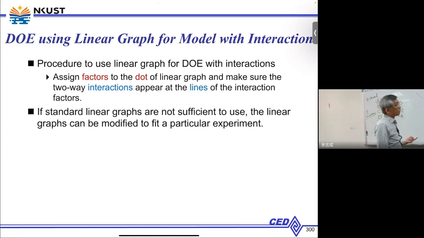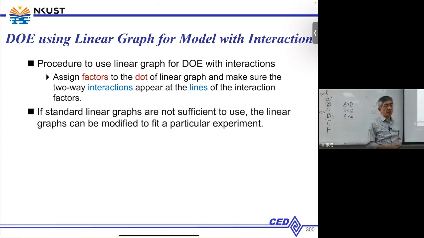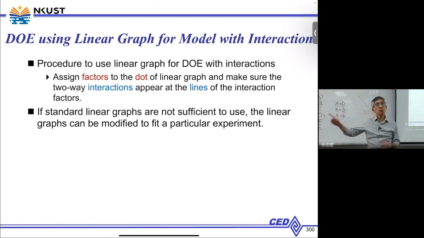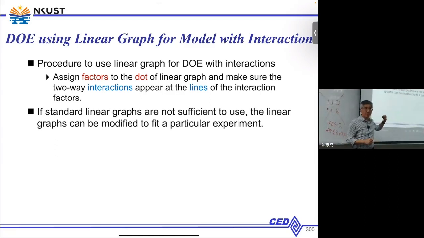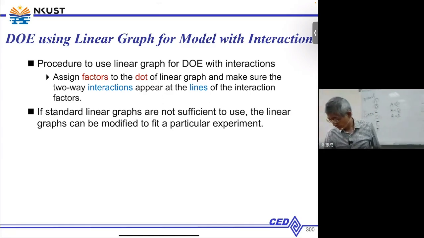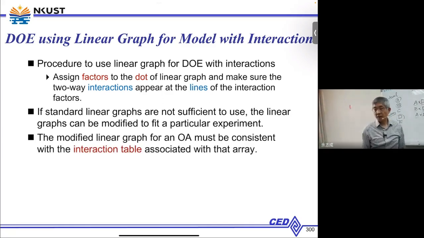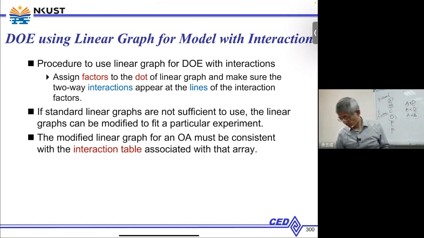If our standard linear graph is not suitable, how do we do? One way is to go to the next bigger experiment. The other way is you can try to see if you can modify this standard linear graph to make sure that all the factors can be assigned to your orthogonal array. I will show you how to modify your linear graph, but all the modification has to be double checked with the interaction table, to be consistent with the interaction table for the array.